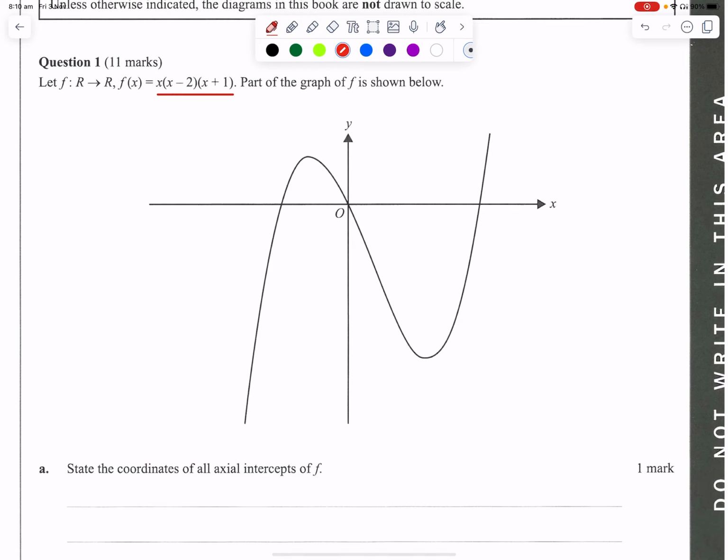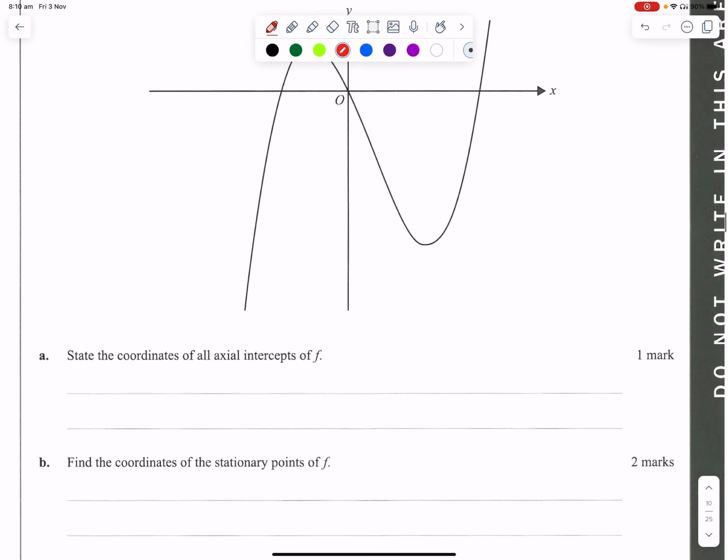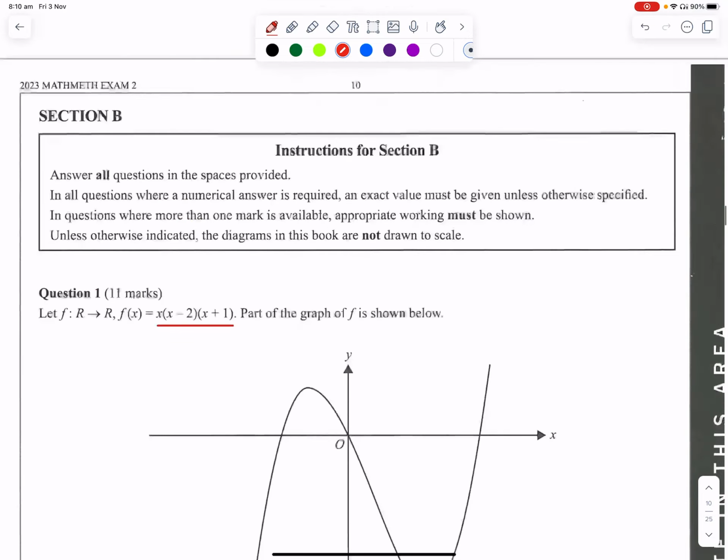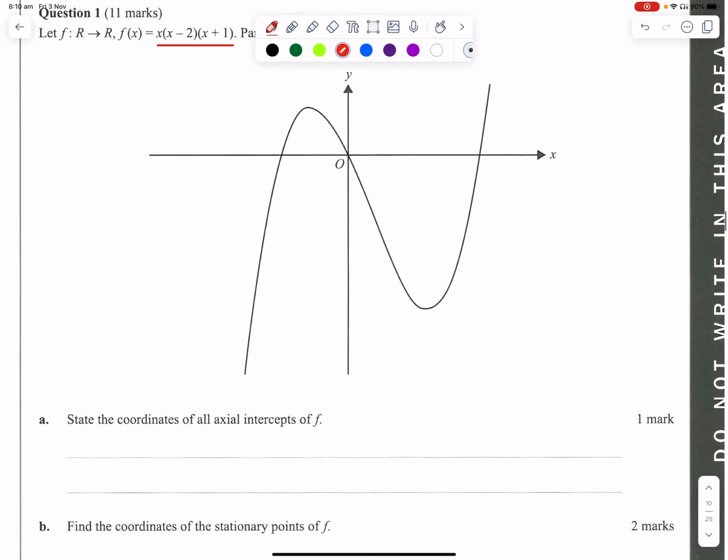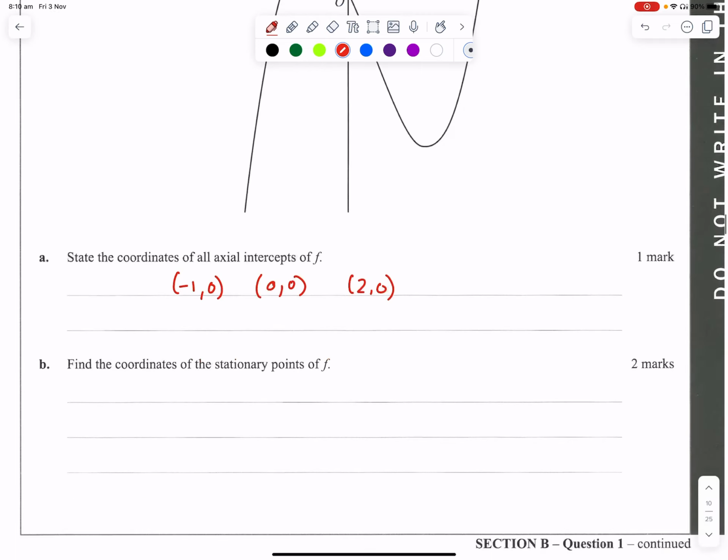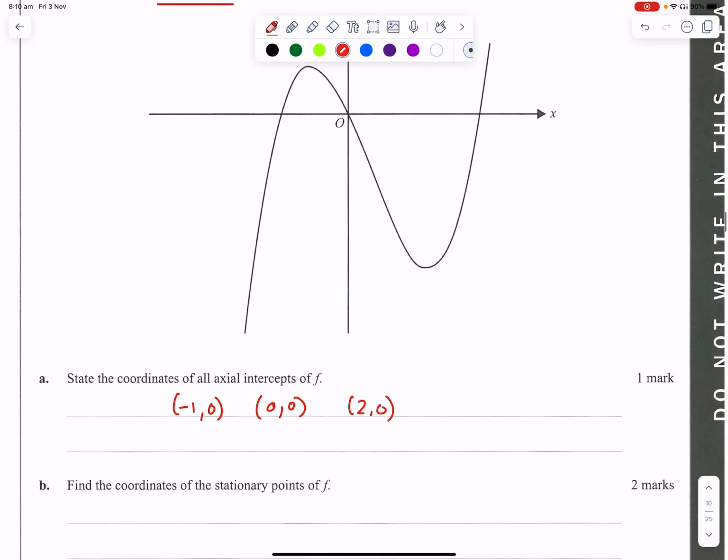We've got that equation, a cubic graph. State the coordinates of all axial intercepts of f of x. Well, we know we're going to have one at -1, 0, one at 0, 0, and one at 2, 0. Find the coordinates of stationary points of f of x.